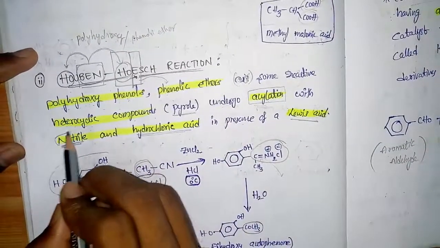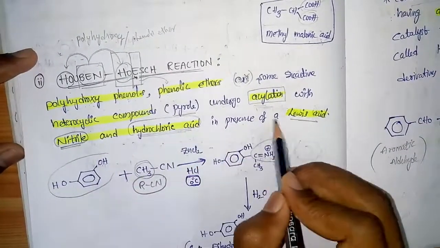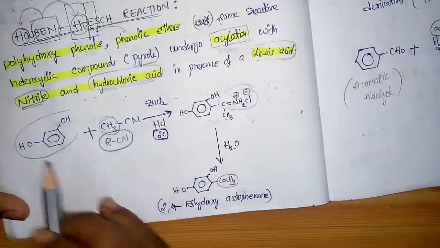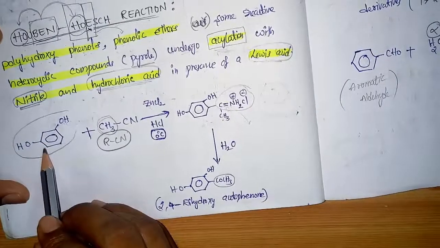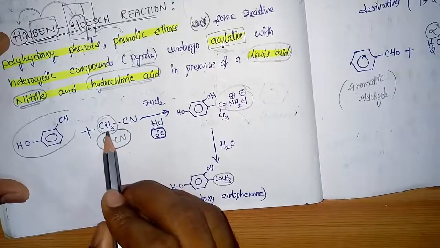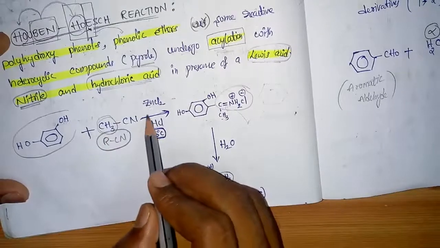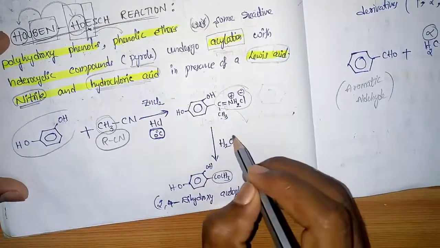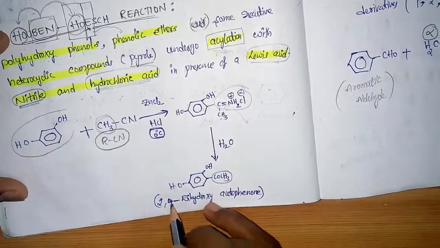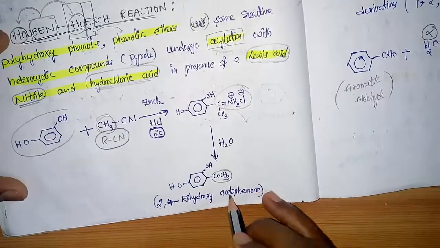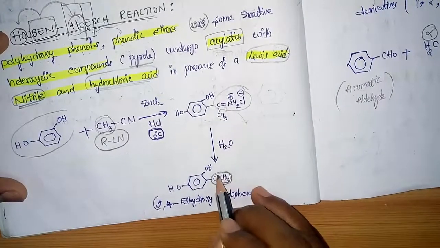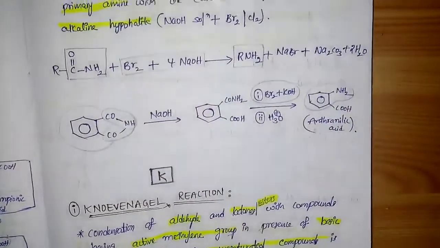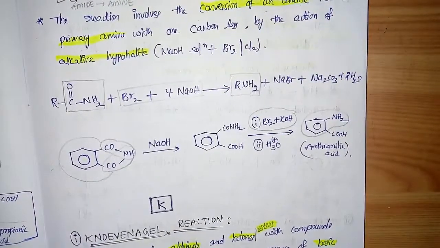These are the three reagents we are going to add so that you will get an acylation product. If you see, this polyhydroxy compound reacted with methyl cyanide in presence of zinc chloride and HCl, on subsequent hydrolysis will produce 2,4-dihydroxyacetophenone. The COCH3 group is going to be added. That is the Houben-Hoesch reaction.